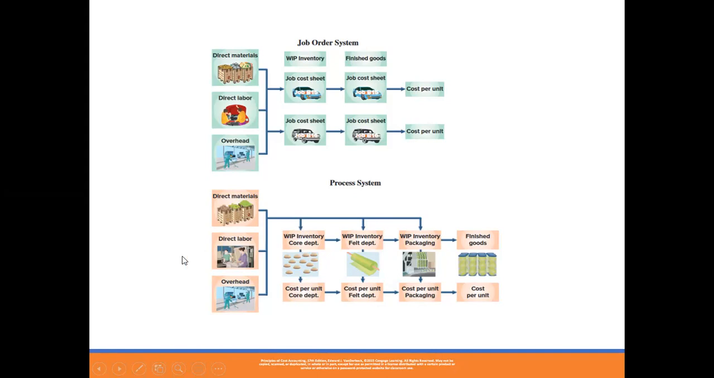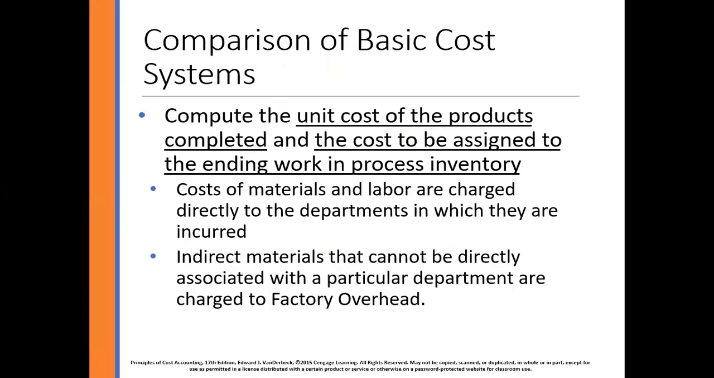Is how we do that with the process cost system. Okay, so again, the differences that we've discussed. Job order costing is for custom jobs or unique jobs. Costs are accumulated per job. In a process cost system, we have to compute the unit cost of the products completed, and then the cost to be assigned to ending work in process inventory.